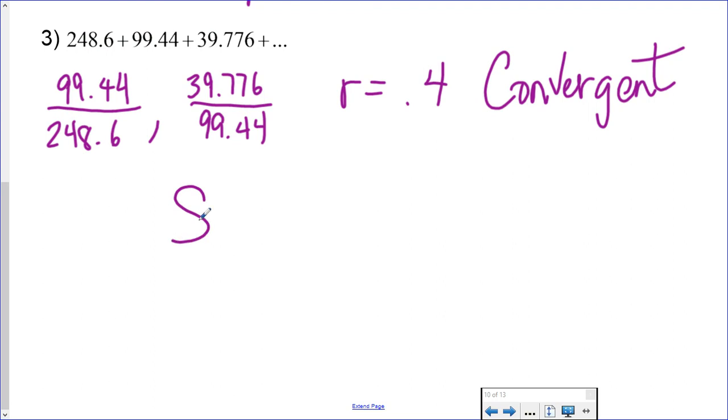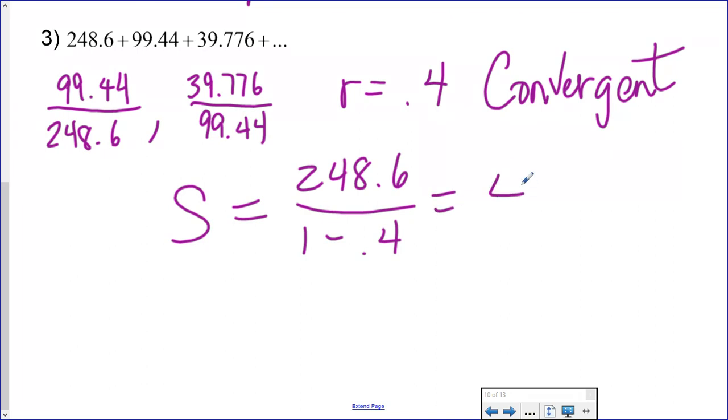So our sum is going to be our first term on top, 248.6. And then we have 1 minus the common ratio, which is 1 minus 0.4. So plugging that into your calculator, we get 414.3 repeating.